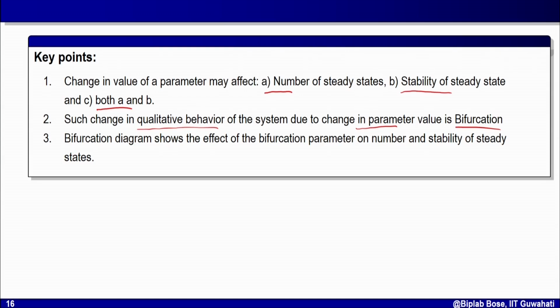We have discussed how to draw a bifurcation diagram. So the bifurcation diagram shows us the effect of the bifurcation parameter on the number of possible steady states and the stability of those steady states.